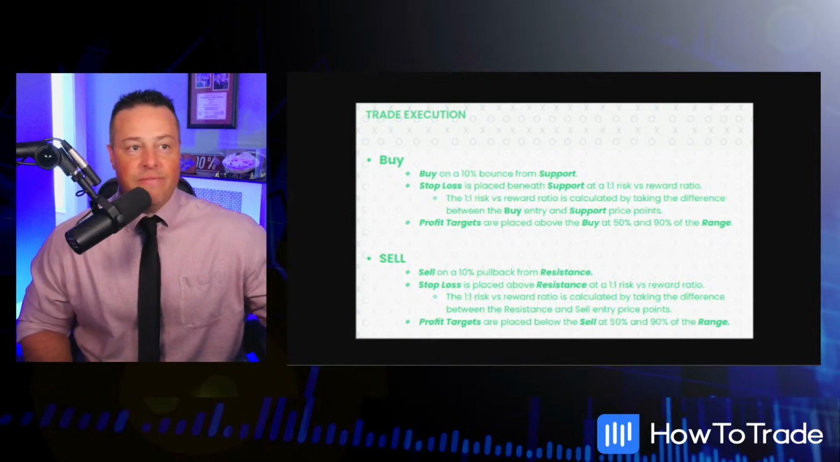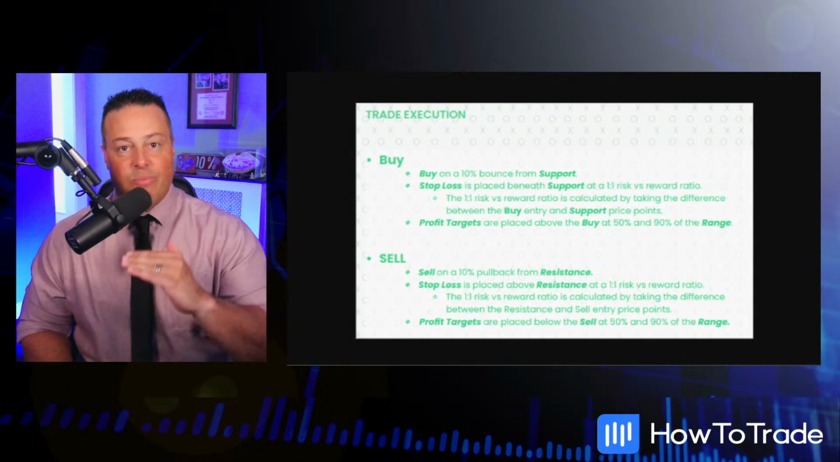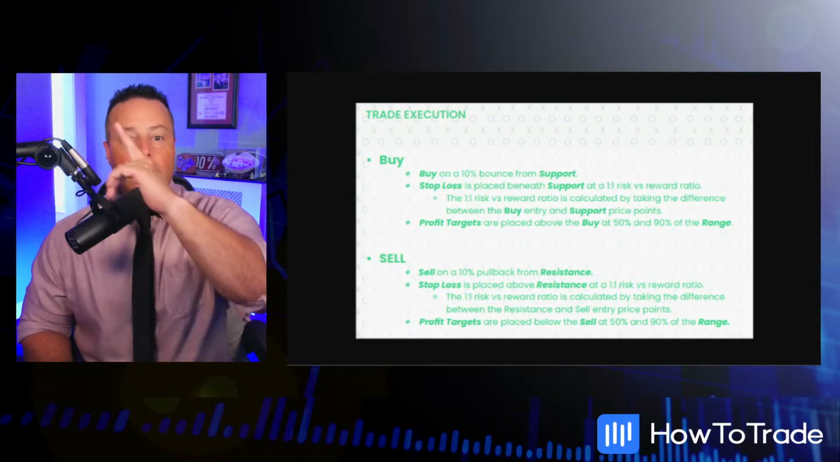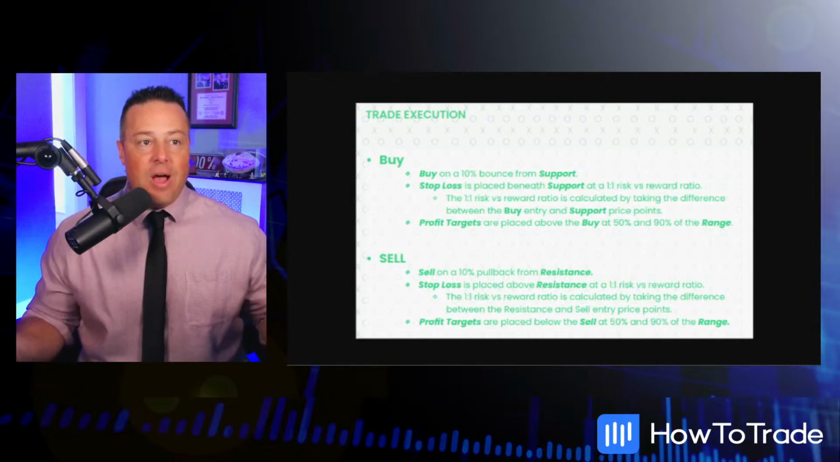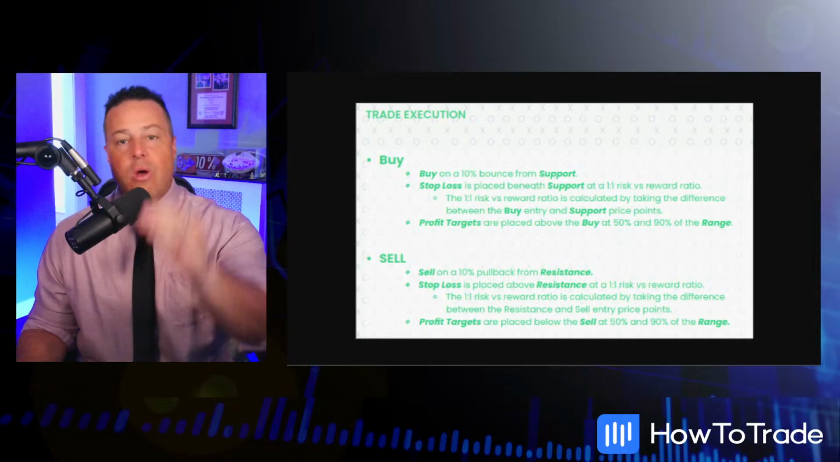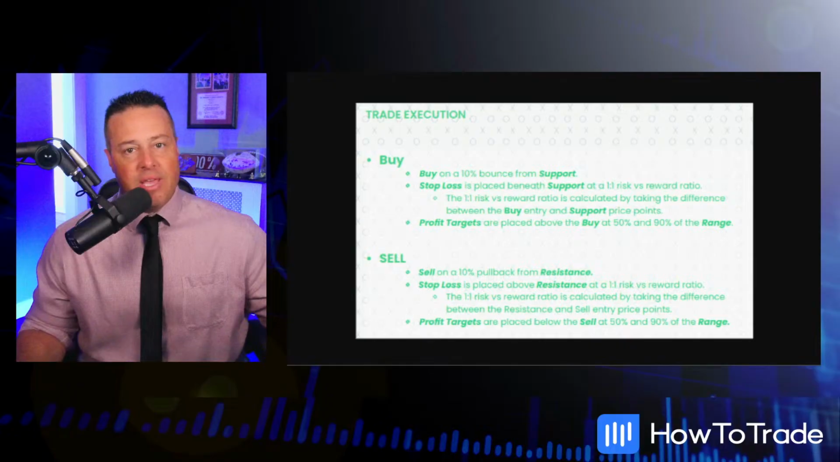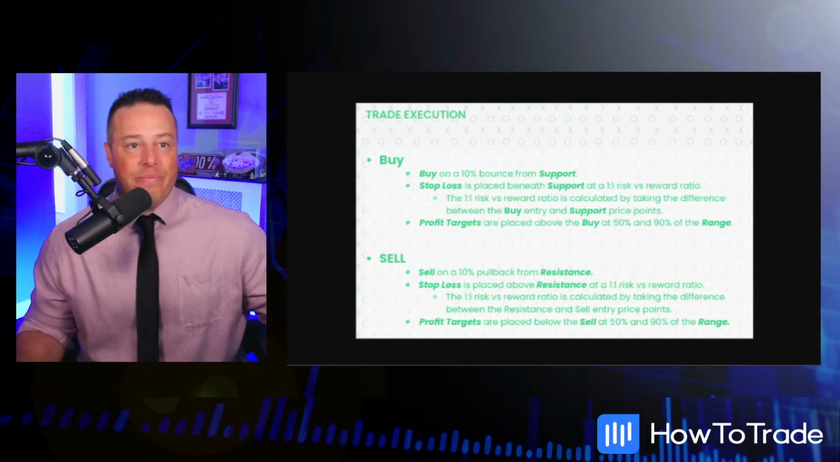Now, what are our trading rules? Trade execution, very simple. We buy on a 10% bounce from our support zone. Price tests our support zone, it bounces 10%, we're long. Stop loss is going to be placed underneath our support level at a 1-to-1 risk versus reward ratio from our entry point. That's calculated by taking the difference between our buy entry and our support price point. Piece of cake. Absolute piece of cake. Profit targets are placed above the buy at 50% and 90% of the range. Okay? That's it.